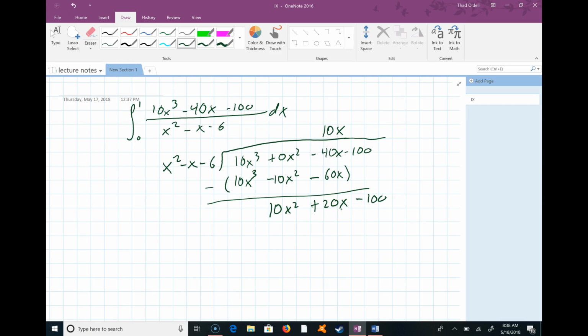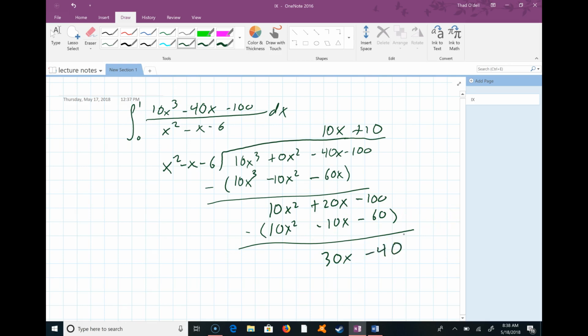So we say, what times x squared equals 10x squared? That of course would be plus 10. So 10 times x squared is 10x squared. 10 times negative x is negative 10x. And 10 times negative 6 is negative 60. And then once again we're going to subtract all that stuff. 10x squared minus 10x squared is 0. 20x minus a negative 10x would be 30x. And negative 100 plus 60 would be negative 40.